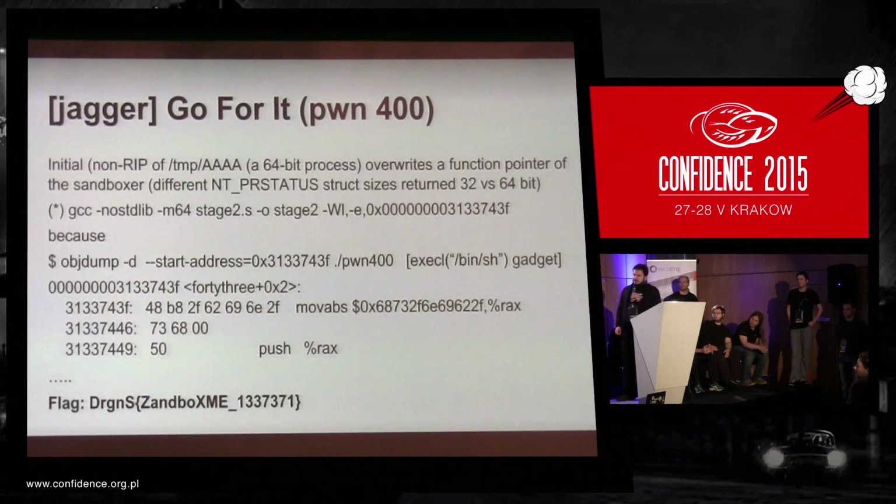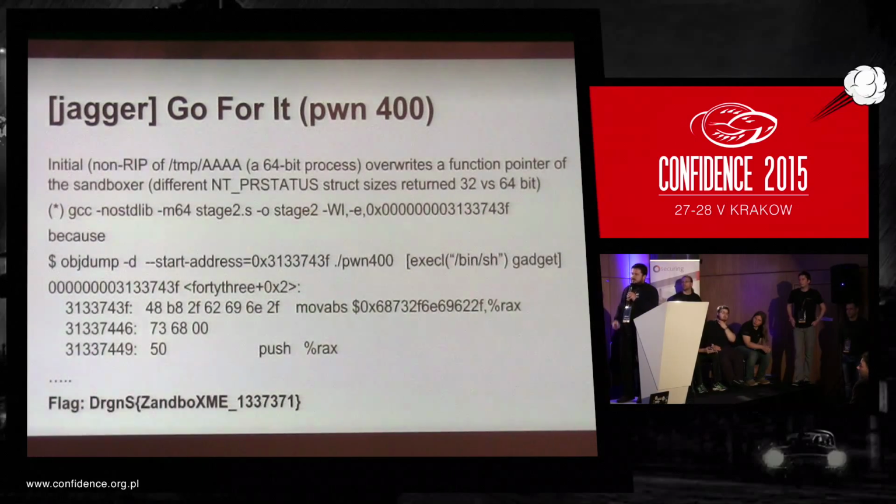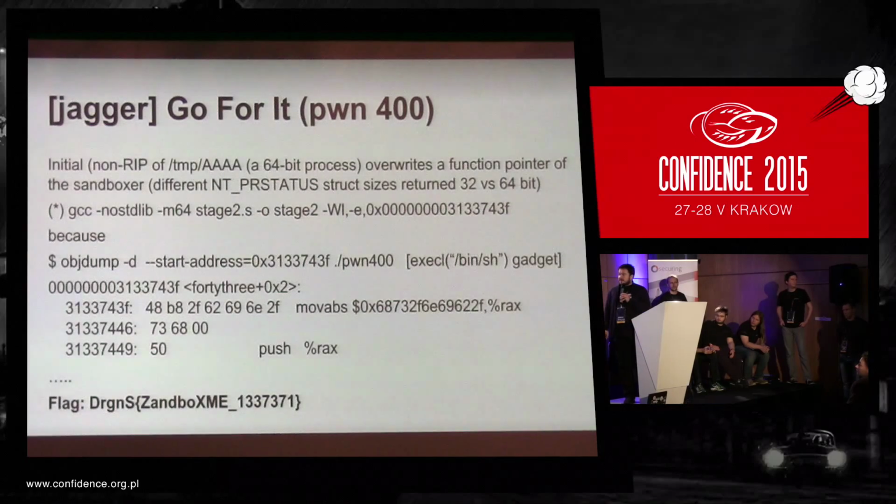And the trick is that there is a ptrace call which gets a different size of the register structure. With 32-bit processes, it always returns a structure which is 68 bytes or something like that. With 64-bit processes, it returns something of 200 or so. And it overflows a structure inside the sandboxer. If you set the initial instruction pointer to certain addresses, then this function pointer will be overwritten, and you can execute your code.